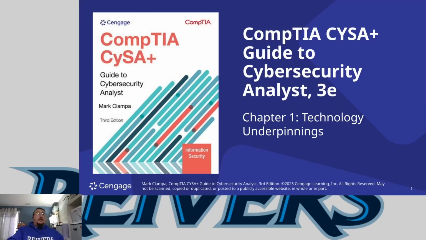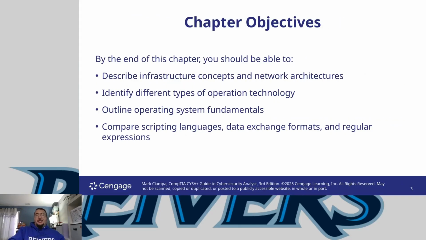Take a look at the first chapter, Technology Underpinnings. The objectives for this chapter describe infrastructure concepts and network architectures, identify operational technology types, outline operating system fundamentals, look at scripting languages, data exchange formats, and regex, which is a very powerful tool once you learn it.